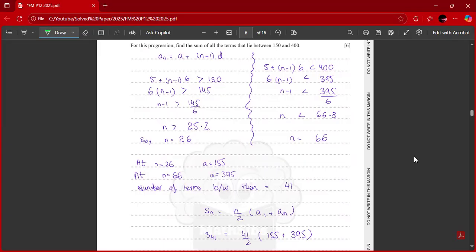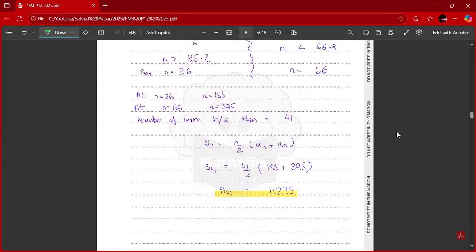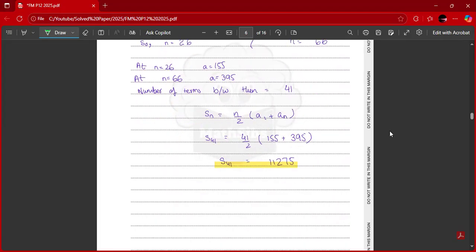But if I put 67 only, I'll get 401, which is again exceeding my limit. So I get 155 and 395. Now there are two ways. Now we are supposed to find how many terms are in between them. Well, 26 and 66. If we do directly with the calculator, subtracting them, we'll get 40. But that is totally wrong because we are not considering the first term. That's why we're going to write 41.